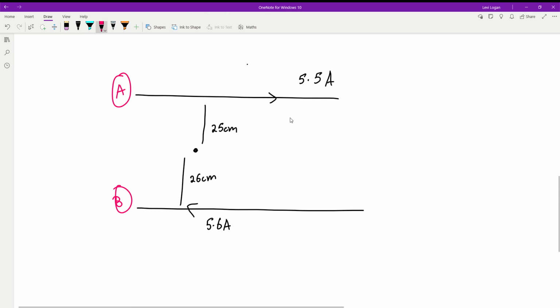So the way we do that is work out the direction. So let's work out for wire A. Stick your right thumb in the direction of the current and wrap your fingers around. So you'll find it goes around like this. Right.